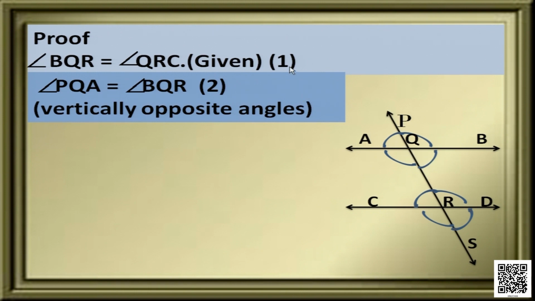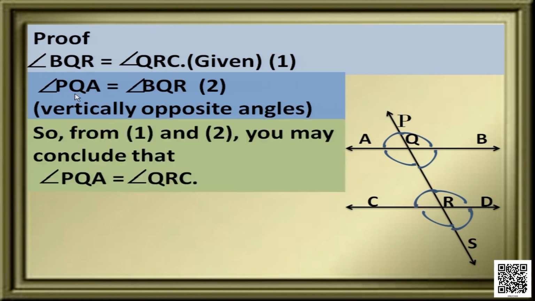So from this equation 1 and equation 2, what are equal? BQR is on both the equations. So we can conclude that QRC is equal to PQA. So from 1 and 2, we may conclude that angle PQA is equal to angle QRC.